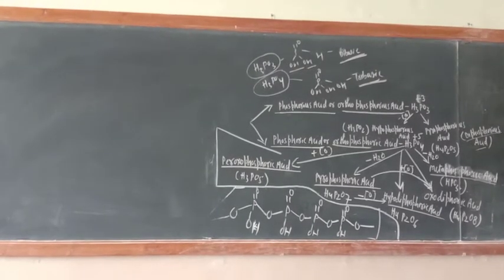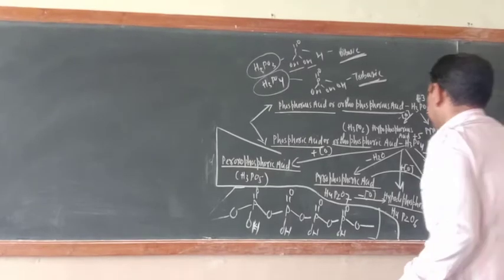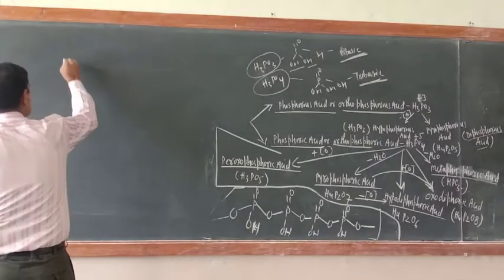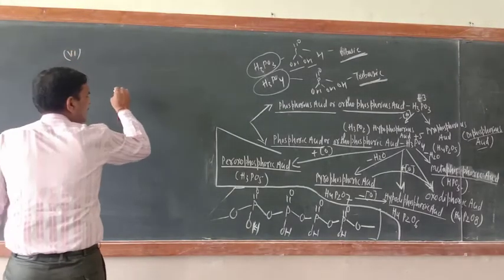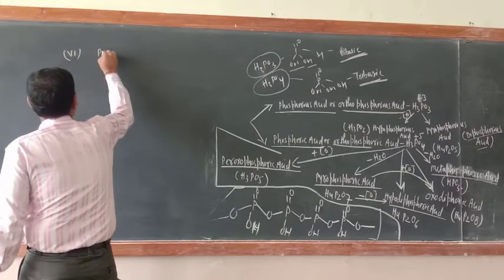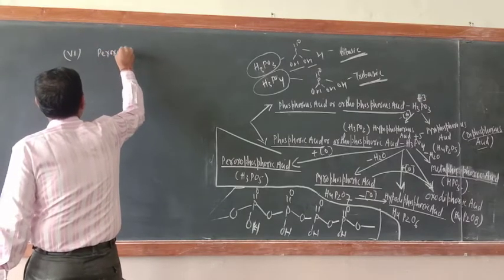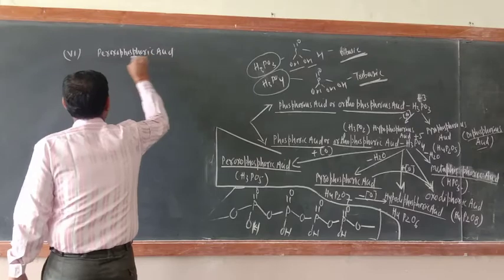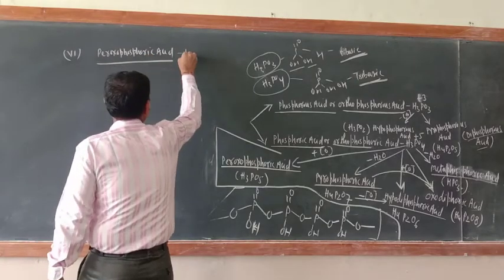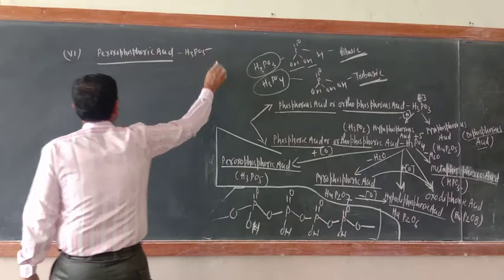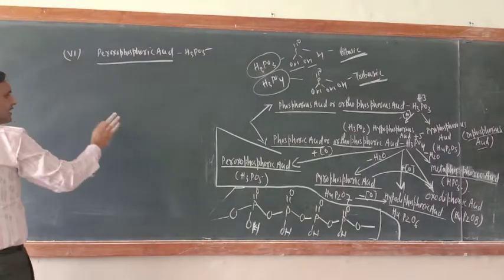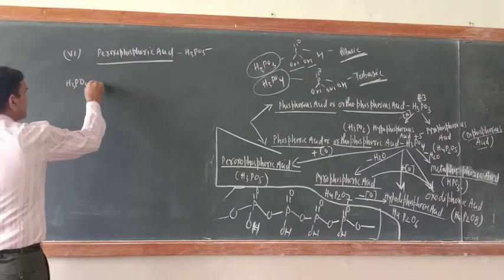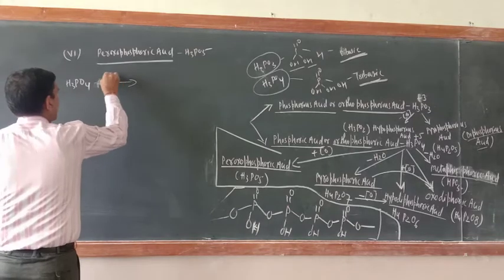So now dear cadets, just see the next category of oxo acids, which is obtained from phosphoric acid. This is the sixth one. The category is peroxophosphoric acid. What is the molecular formula? The molecular formula is H3PO5. Just try to understand. Since it is obtained from phosphoric acid, H3PO4 plus 1 oxygen. Add 1 oxygen.